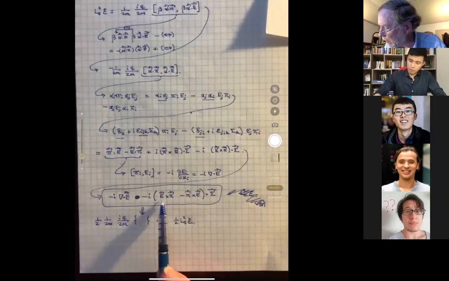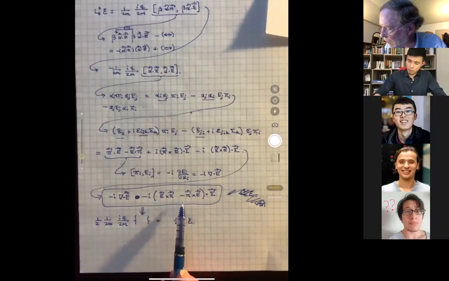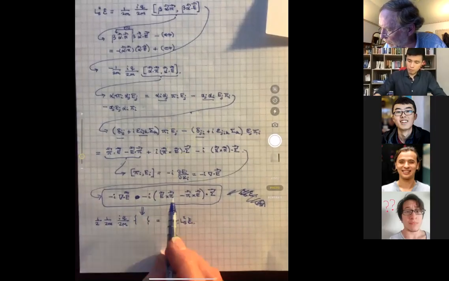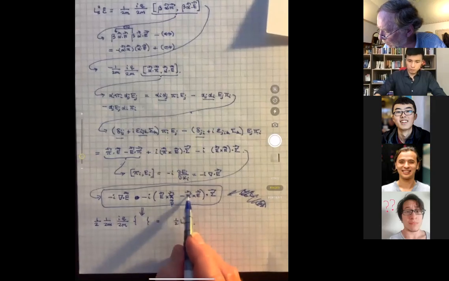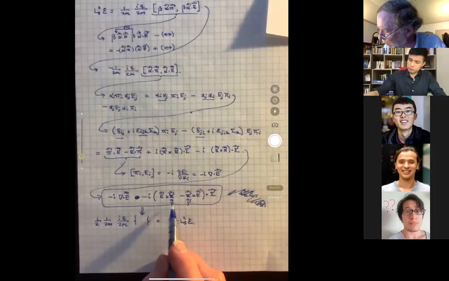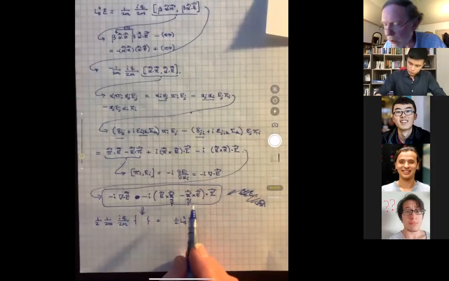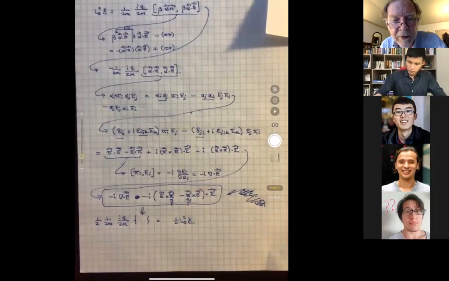And this term here with the E cross pi minus pi cross E, this is all at fourth order. And so at fourth order, you can replace pi by the momentum P because the correction term is of higher order. So you get E cross P minus P cross E. Perhaps you remember that from the final exam last semester. This is the expression for the spin-orbit interaction when the electric field is not radial.